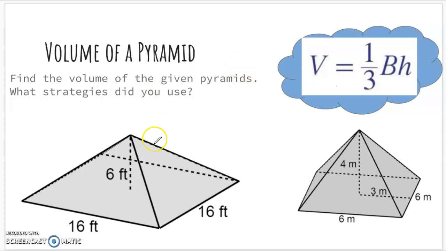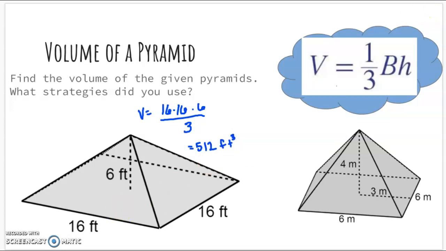All right, so if we're trying to find the volume of this first pyramid, the 16 by 16, we're going to do volume equals the area of our base, which is 16 times 16, or 16 squared, times the height of the pyramid, which is 6, and then we're going to take that and divide it by 3, right? So you could grab your calculator to help you. 16 squared times 6 divided by 3, and that's going to give us 512 feet cubed, or cubic feet.